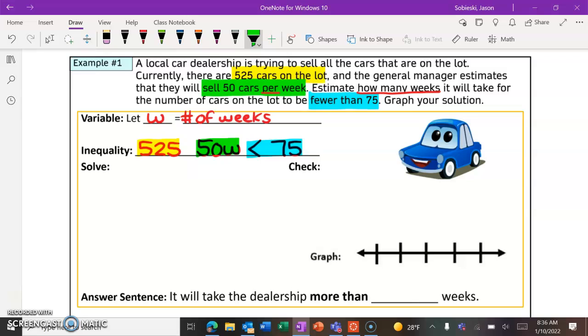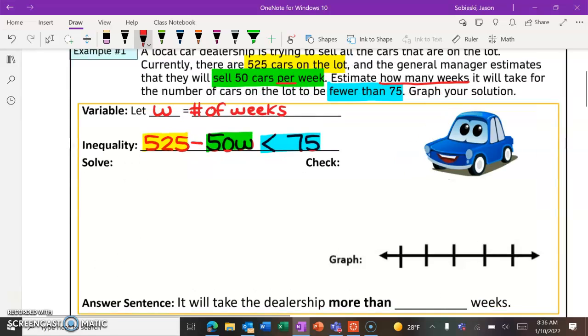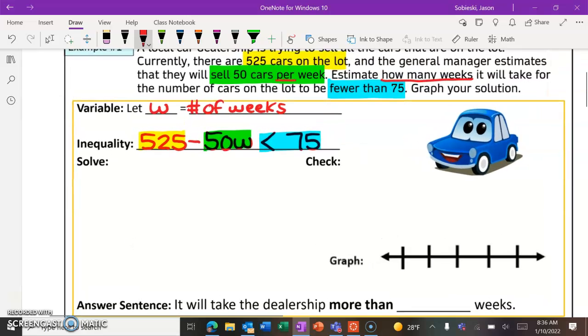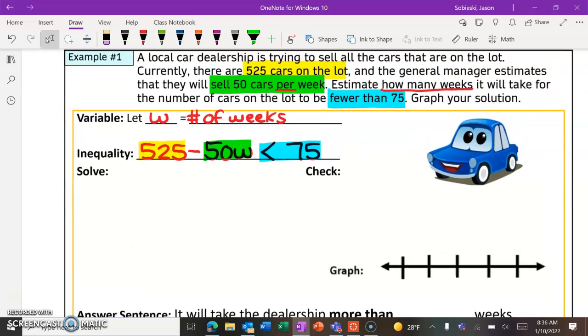Usually it says per or each in the problem. And then the only thing that's a little bit different is they're selling the cars. So we're not going to go plus 50W. We don't want to add 50 cars a week. We want to subtract 50W. Okay, so here's our inequality. If you're still not sure where this came from, pause the video and go back. Rewatch the part about where this inequality came from. But right now we're going to solve it.